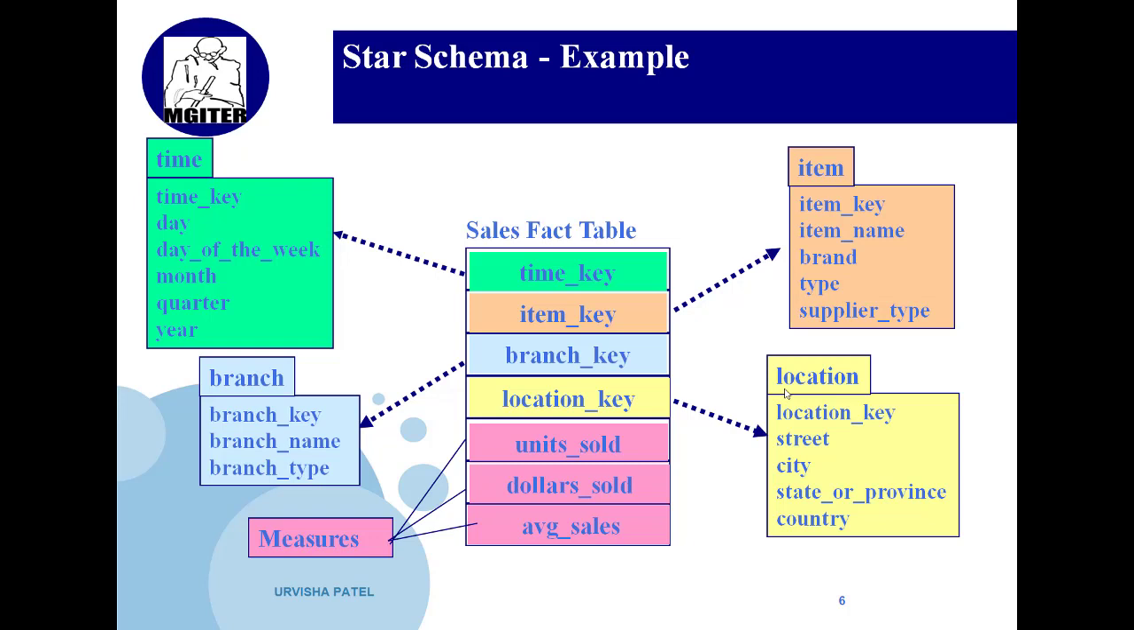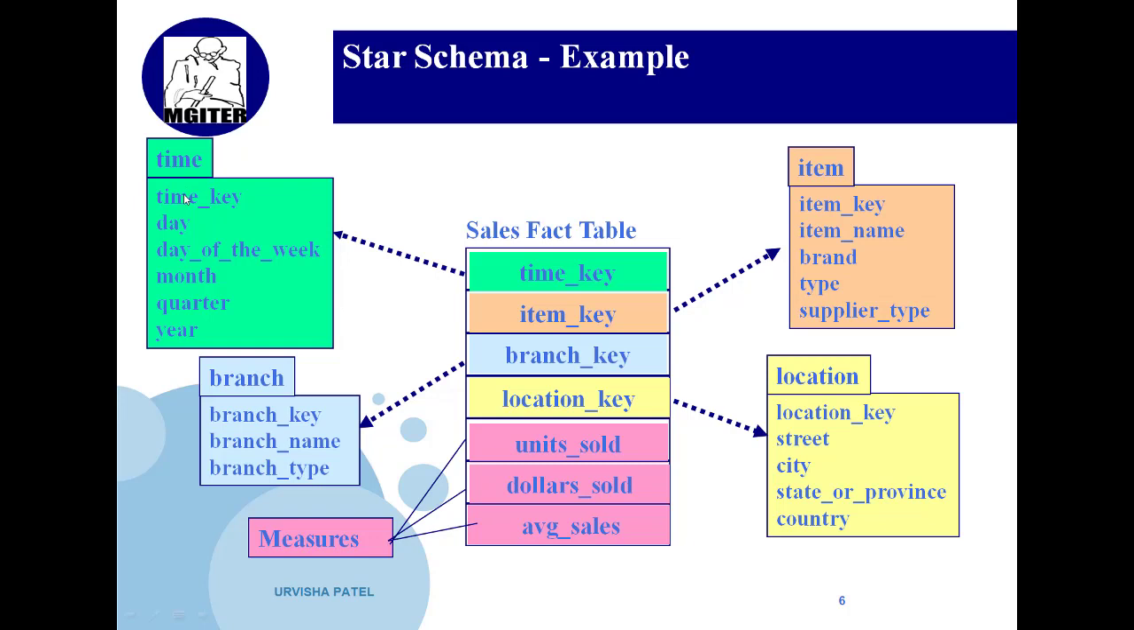Here we are taking an example of all electronics sales. Here you can see one central table, the sales fact table. The fact table contains the primary key of all dimension tables plus measures. Here you can see three measures: units sold, dollars sold, and average sales. Measure means a numeric value which is important for your analysis.